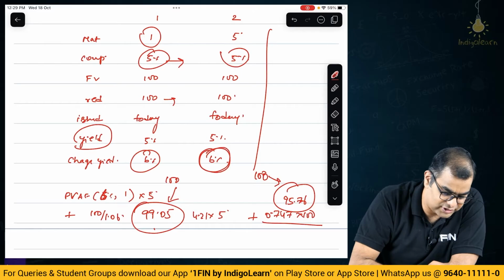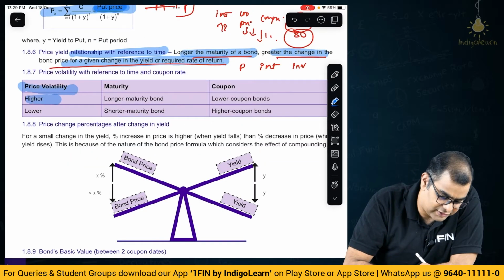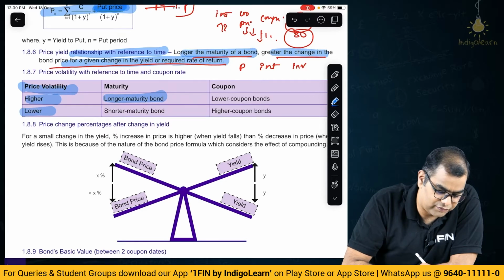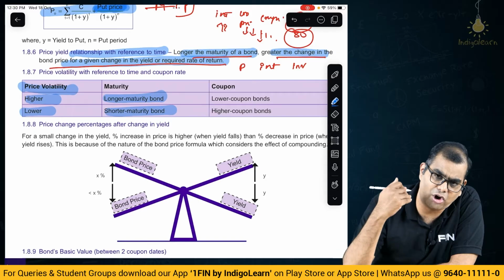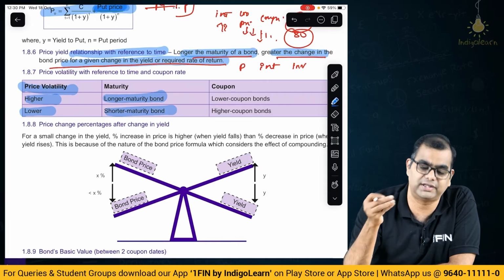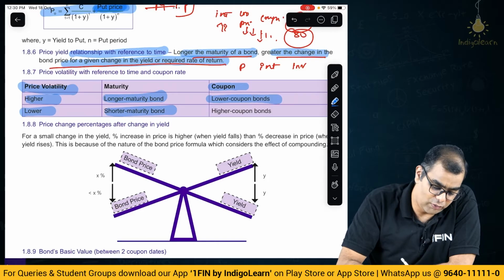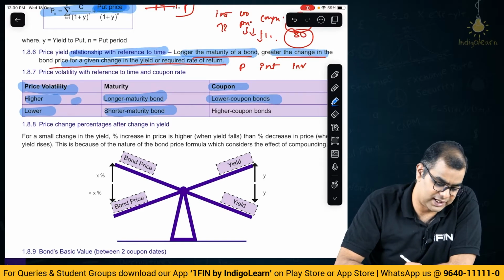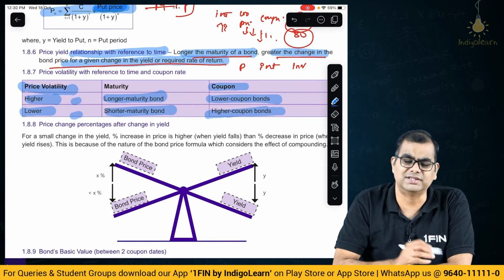Now, after having understood this, let us look at this aspect. Price volatility is higher for a longer maturity bond and lower for a shorter maturity bond. We have understood the logic now, because if there are a lot of years, you have to discount all of them, and the impact of change in interest rate on farther away cash flows is much higher than on closer ones. Whereas when you come to coupon, if you have a lower coupon bond, price volatility is high. If you have a higher coupon bond, price volatility is low. What is this logic now?